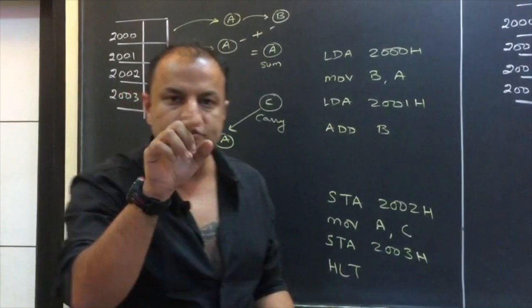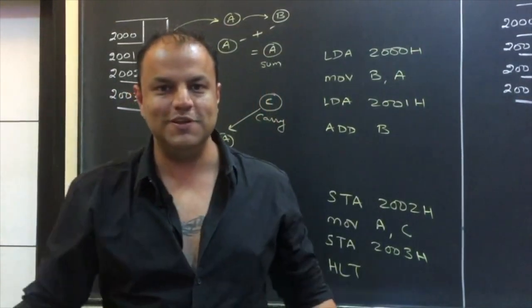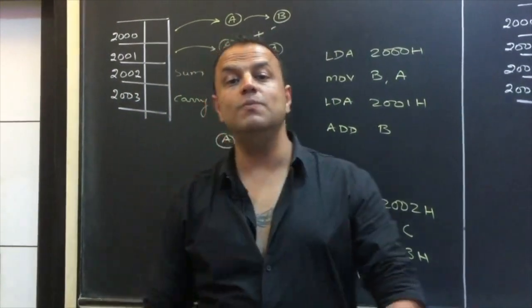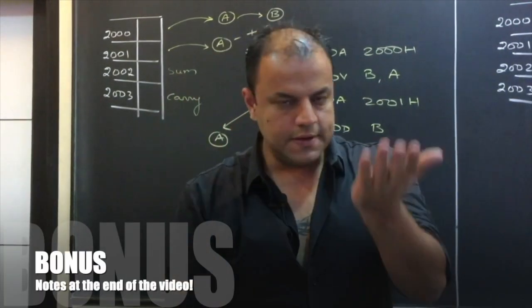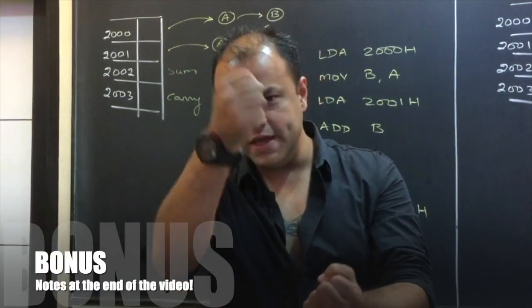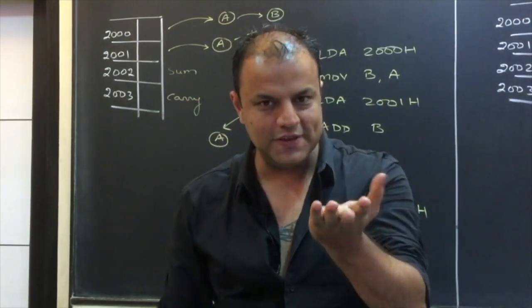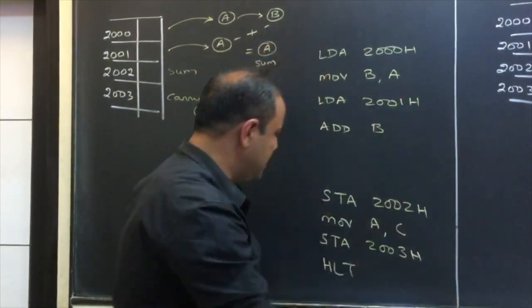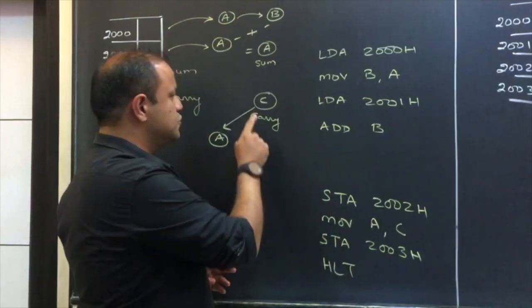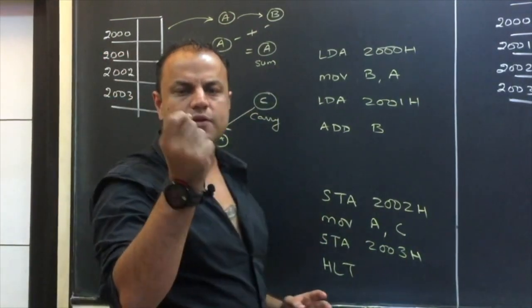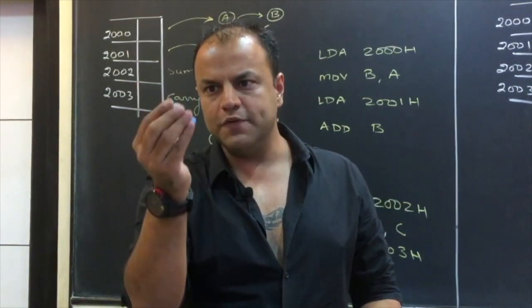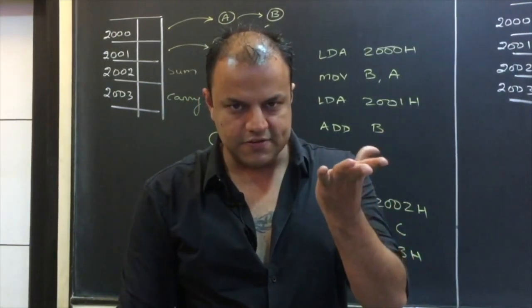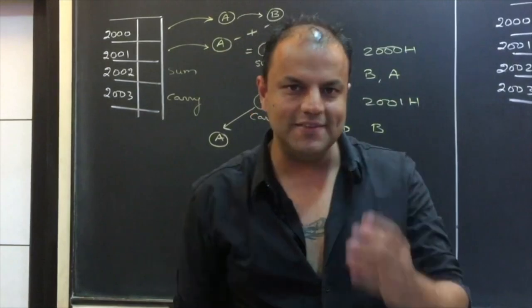Now, can you write move C, carry flag? No, that is not possible. There is no such instruction. So, here you need to use some logic. If carry flag is 1, make C register 1. If carry flag is 0, make C register 0. Did you understand this? We've already done the code for storing C register at 2003. Our job is just to get the correct carry into C register. So, I say again, if carry flag is 1, make C register 1. If carry flag is 0, make C register 0.